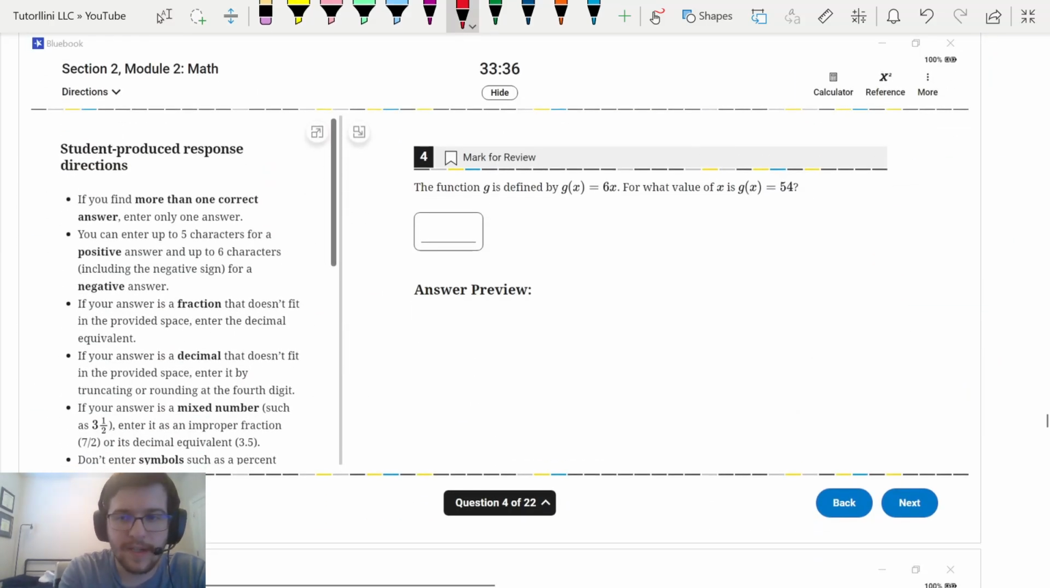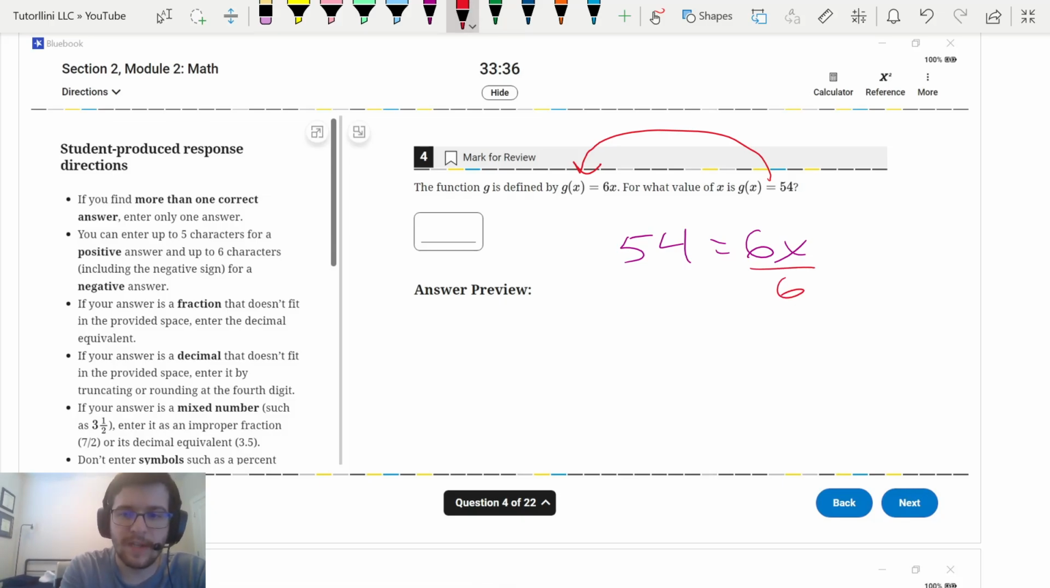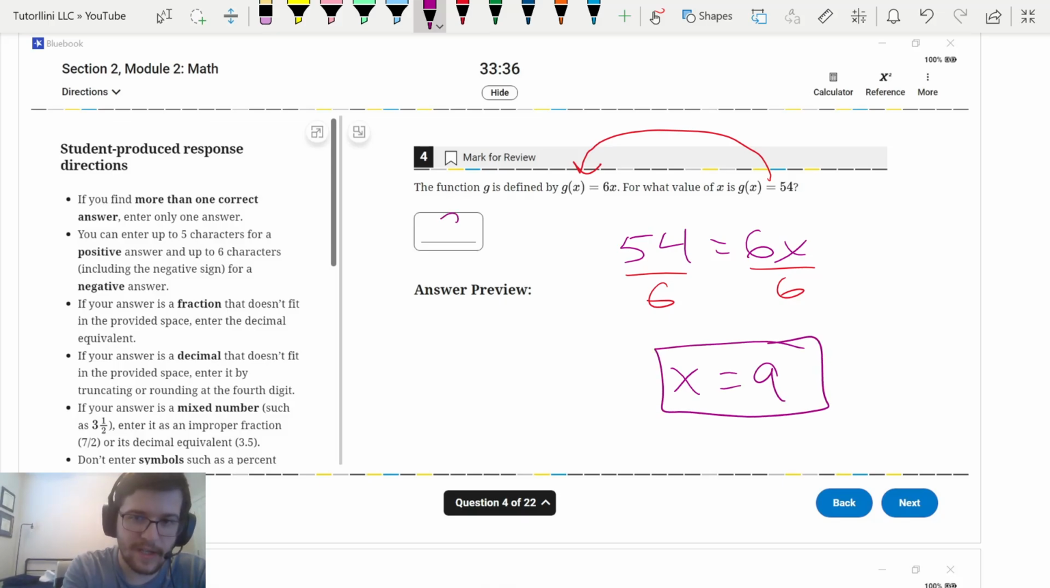Okay, so f of x equals g of x, so I'm going to substitute this into the original. You could graph it on Desmos if you want. 54 equals 6x. Divide both sides by 6. And I get x equals 9. And that is the answer, 9.